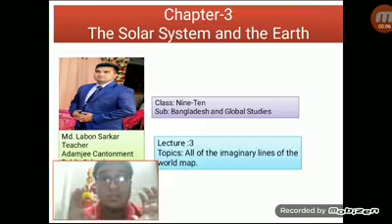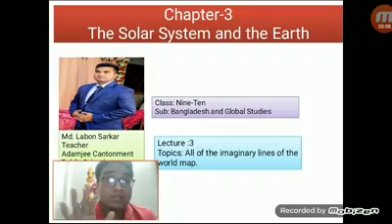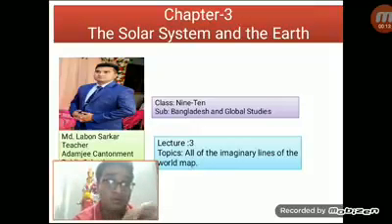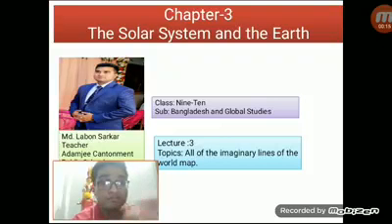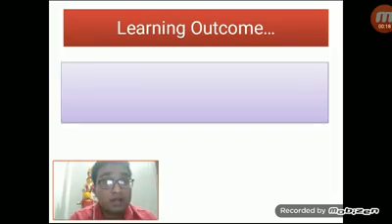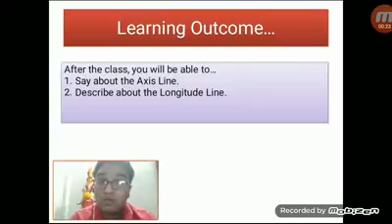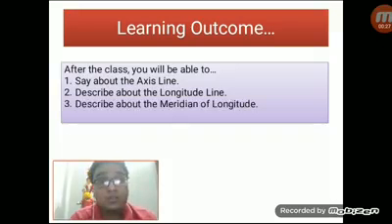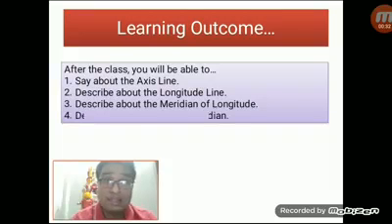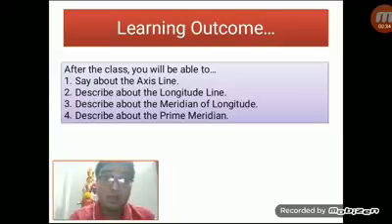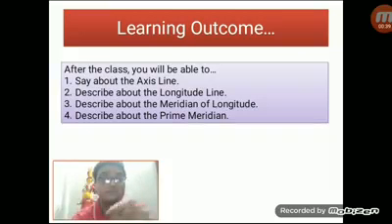Today I am going to conduct a class on chapter 3, and the name of the chapter is the solar system and the earth. Before the start of my class, I would like to show our today's learning outcome. So dear students, after the class you will be able to say about the axis line. Then you will be able to describe the longitude line, then the meridian of longitude, and at last the prime meridian. So dear students, let's get started with today's class.